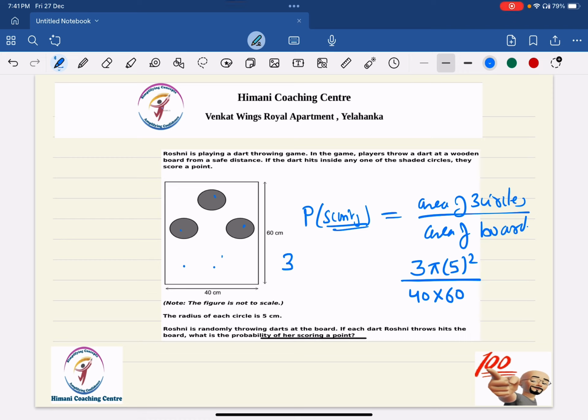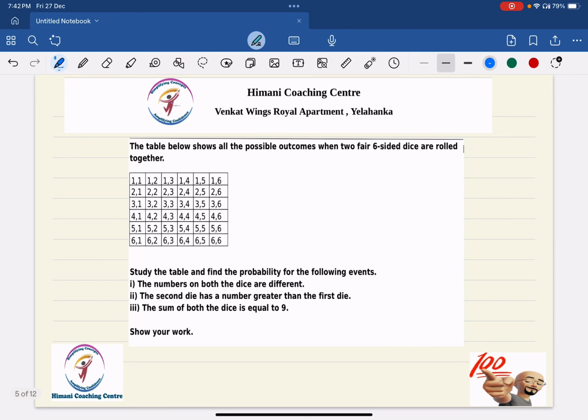So let us simplify. So 3 times pi times 25 by 40 times 60, 5 fives are 25, 5 eights are 40, then 5 times 12 is 60, then 3 times 4 is 12. So now we get the answer as pi by 32. Okay, that is the probability of Roshni scoring a point. Okay, now let us move to the next question.